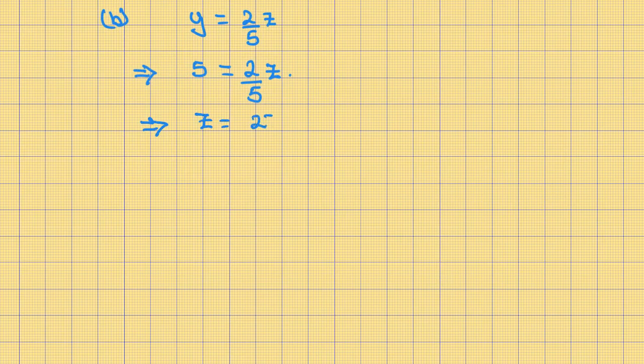B. We already know that y is equal to 2/5 z. Therefore, when y is 5, we've got 5 equals 2/5 z. Therefore, z is equal to 25 over 2. Therefore, z is equal to 12 and 1/2.